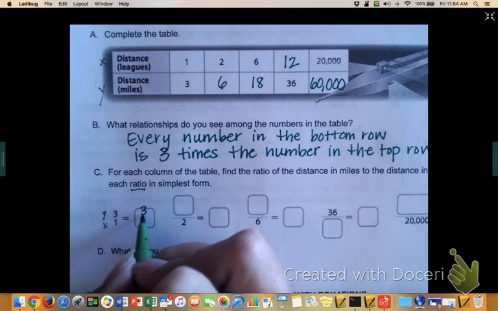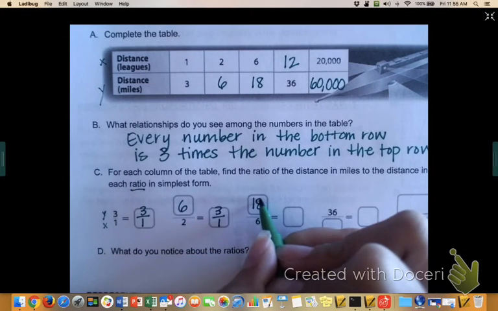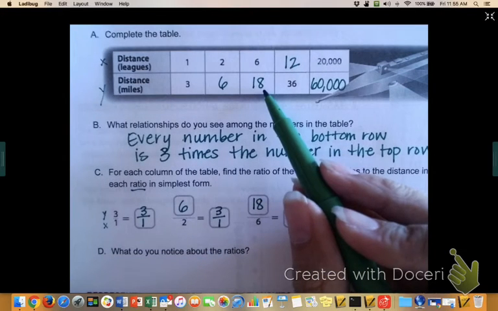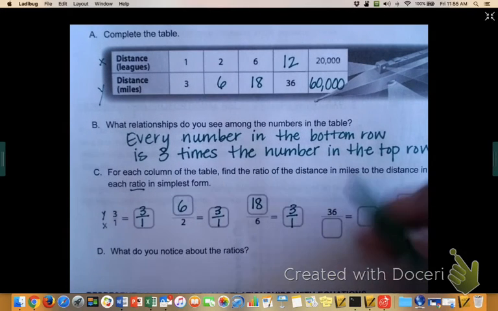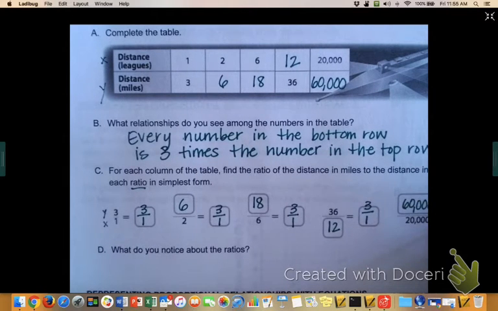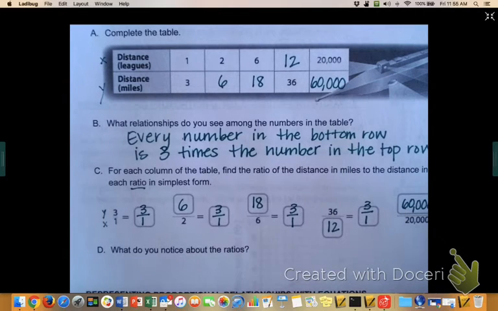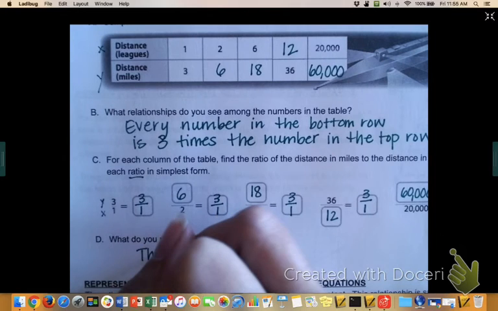3/1 is already as simple as you can get, so we'll just keep it 3/1. Our 6 per 2 would simplify to 3/1. Our 18 per 6 up here in the table is also going to simplify to 3/1. 36 per 12, guess what? 3/1. And then our 60,000 per 20,000, if you divided that out, that would be 3 per every 1. So part D, what did you notice about the ratios? They're all equal to 3/1.